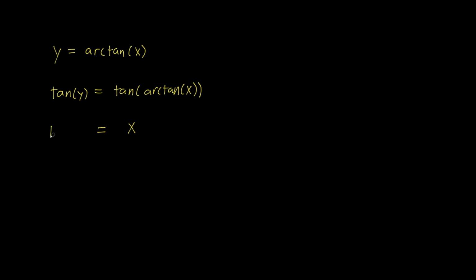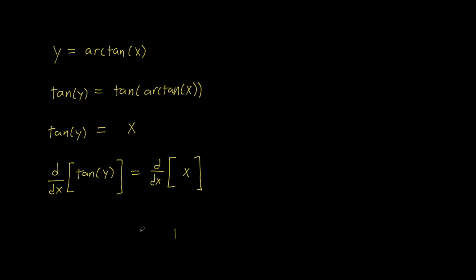So we have tangent of y equals x. Next step is we're going to take the derivative with respect to x of both sides of the equation. So here we have derivative with respect to x of tangent of y. So we're going to have to use chain rule there because we can't directly take the derivative of a function in terms of y with respect to x. On the right hand side we're going to have derivative with respect to x of x, which is just going to be equal to 1.